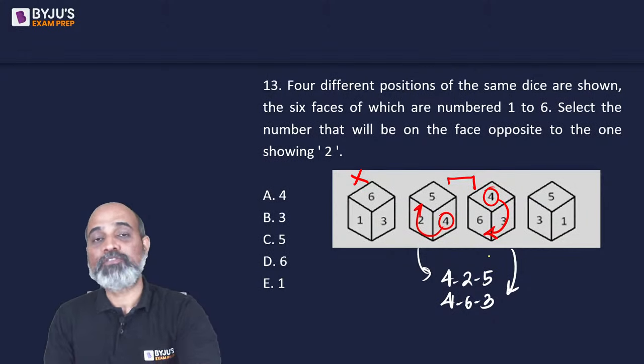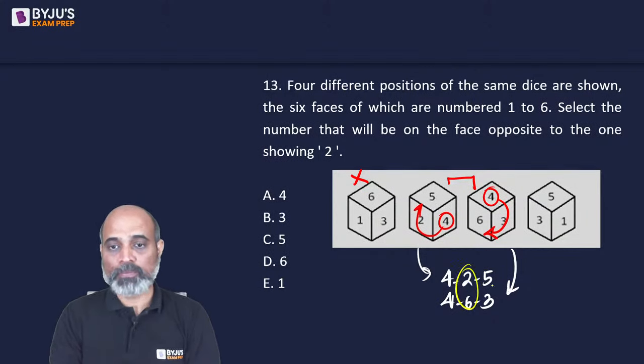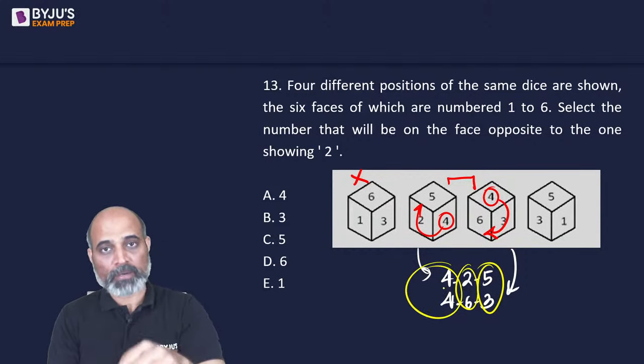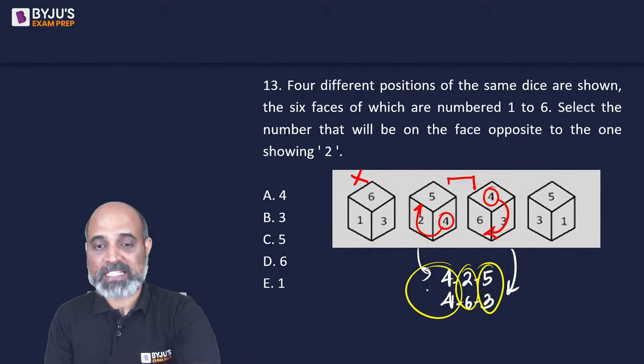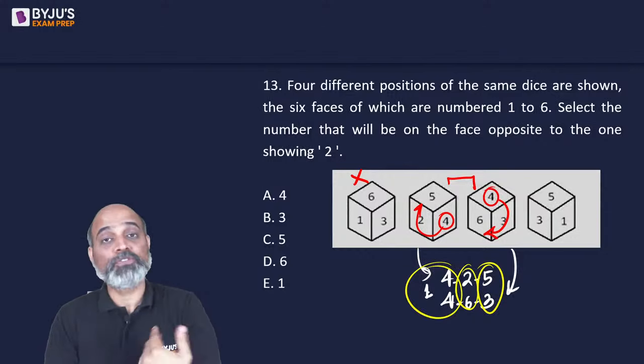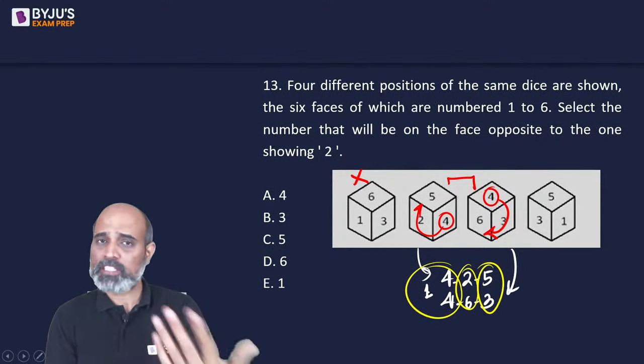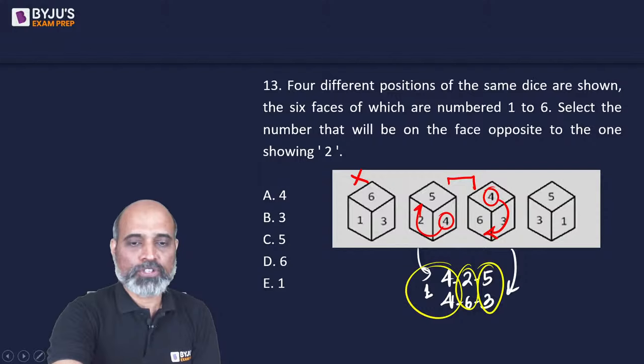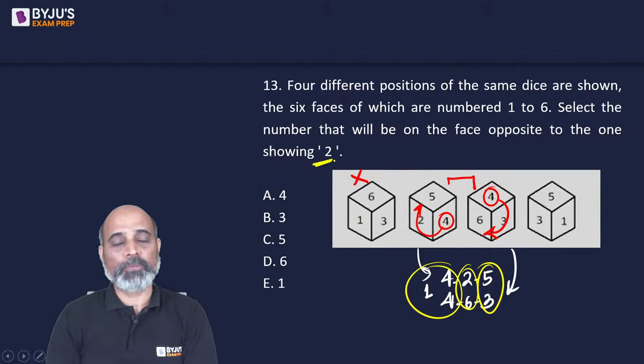Now the numbers that fall in the same column, they are going to be opposite to each other. और जो number बच गया वो common number के opposite होगा. So 1 is missing here. So 1 is going to be opposite to 4. 2 is opposite to 6. 5 is opposite to 3. Question here asked is which number is going to be opposite to 2? So 2 के opposite 6 होने वाला है.